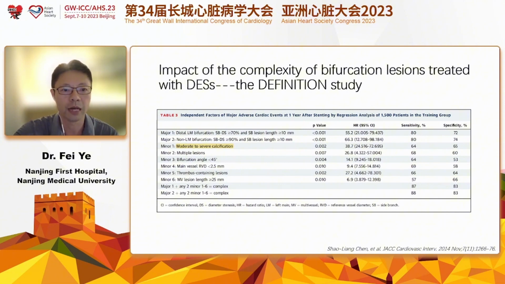The major and minor factors include the moderate to severe calcification. If there is one major factor plus two minor factors, which means moderate to severe calcification, or multiple lesions, or bifurcation angle less than 45 or over 70, or main vessel reference diameter less than 2.5 millimeter, or thrombus-containing lesions, or main vessel lesion length over 25, this means a complex bifurcation lesion.